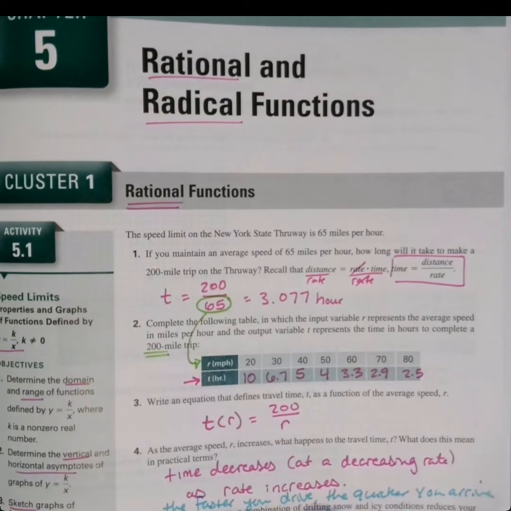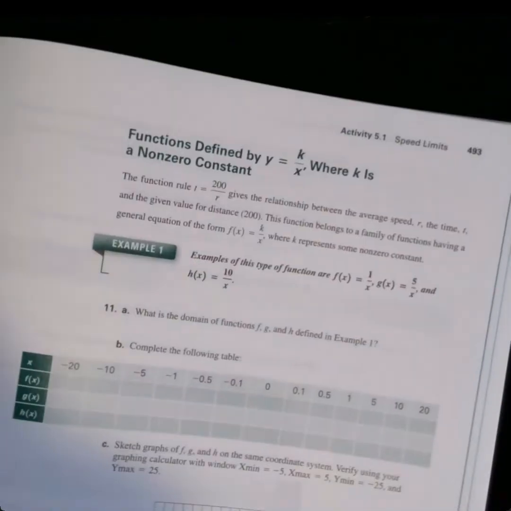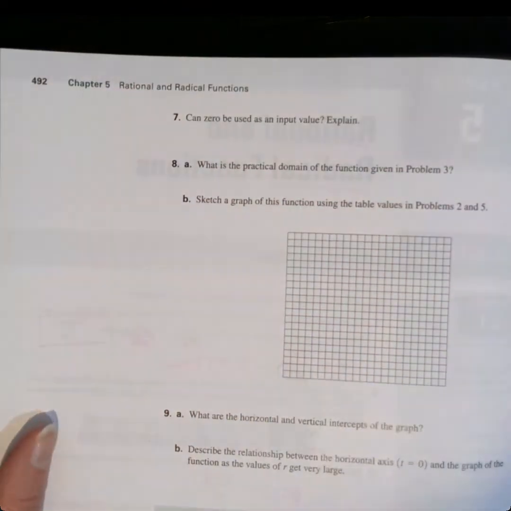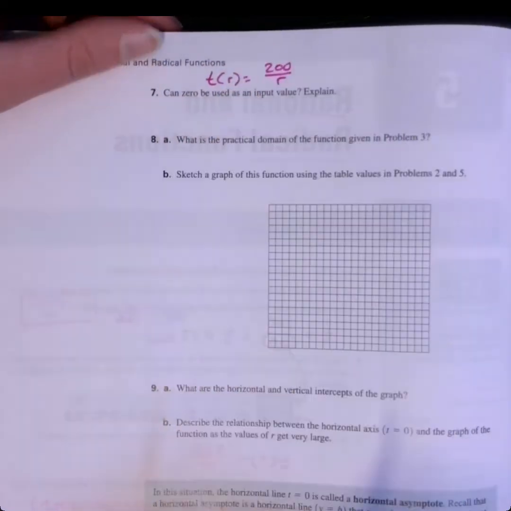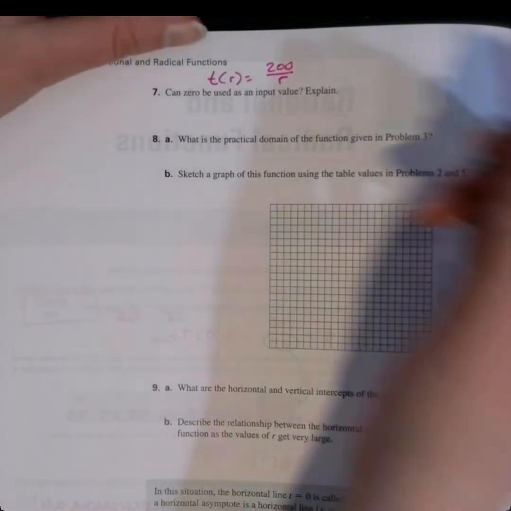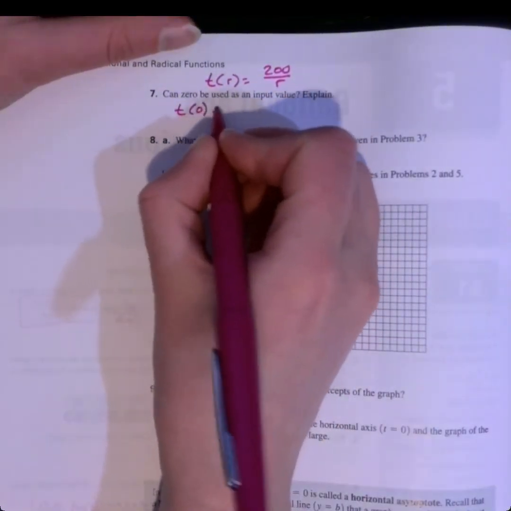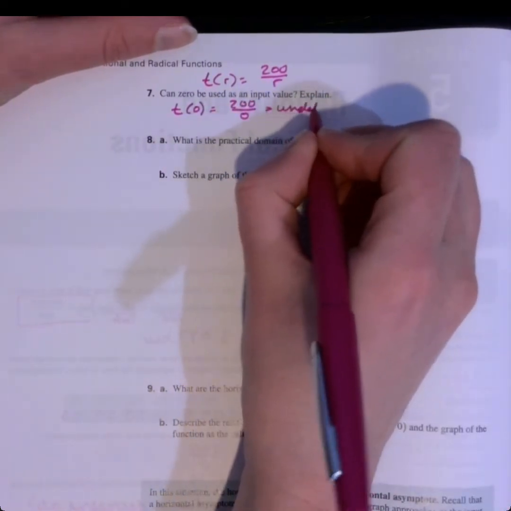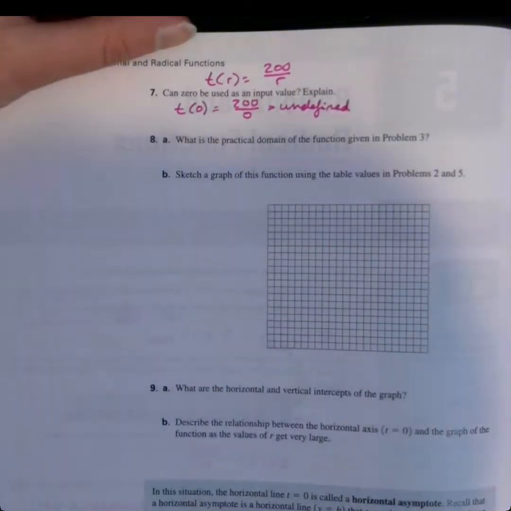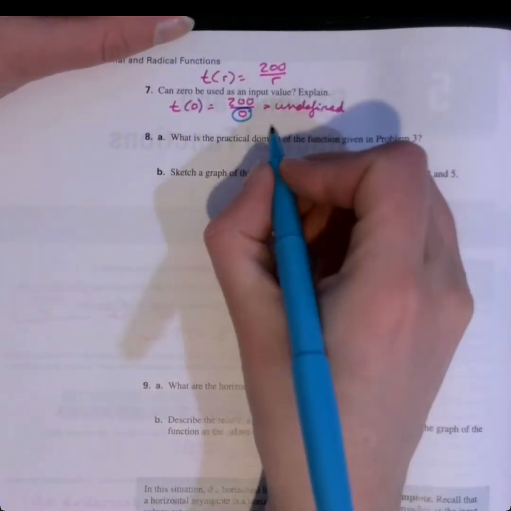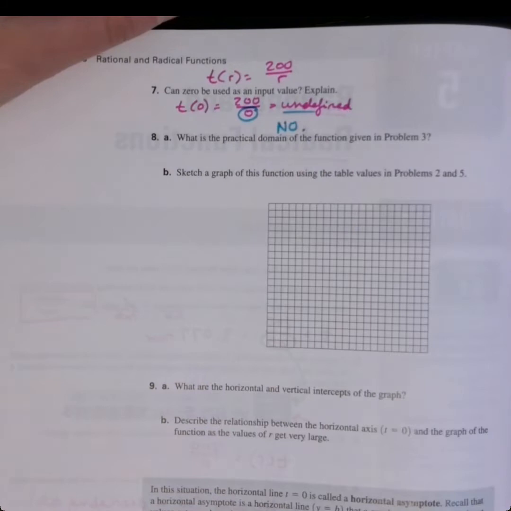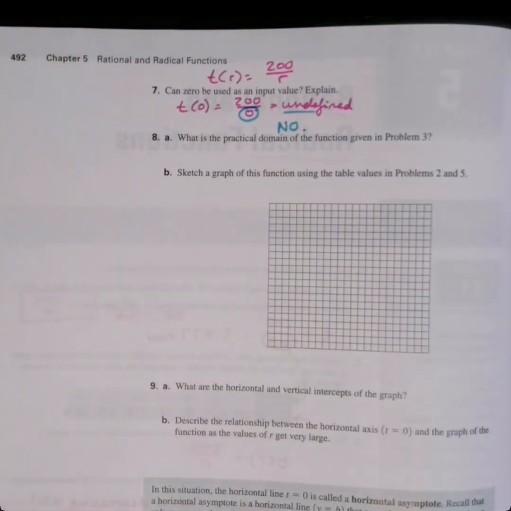Okay, so let's go ahead and talk about what inputs can be used, and we'll get to a sketch of this function. So remembering that our function is t of r equals 200 divided by r, they want to know if 0 can be used as an input value. So t of 0 would have us plug 0 in for r, and I'm not going to be allowed to do that because of the 0 in the denominator. We're not allowed to have a 0 in the denominator of a fraction. So can 0 be used as an input value? The answer is going to be no. And the reason is because that 0 in the denominator causes our computation to be undefined.